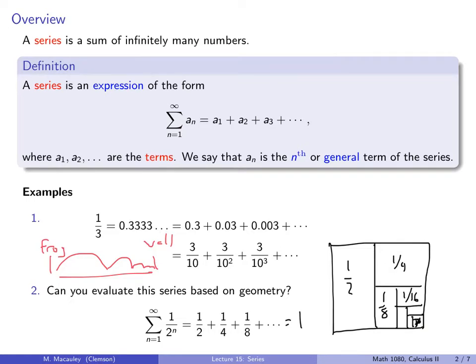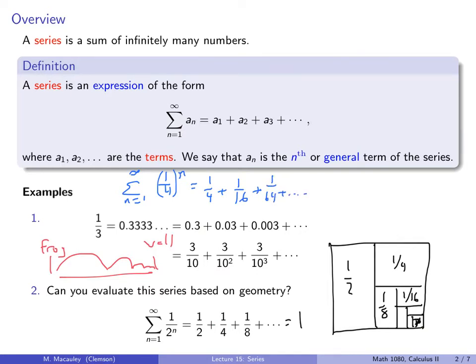Okay, so let me give you another example, just sort of for fun. I'm just making up on the spot. The sum from n equals 1 up to infinity of, and this one down here is 1/4 to the n. So this is 1/4 plus 1/16 plus, what's the next one? 1/64.